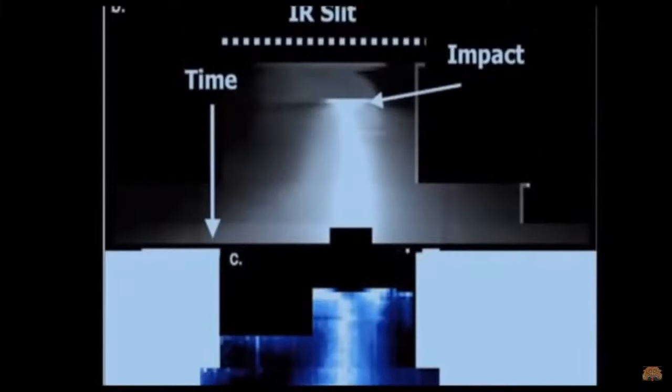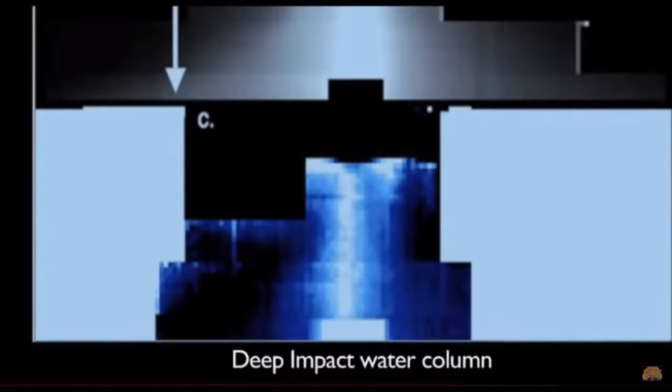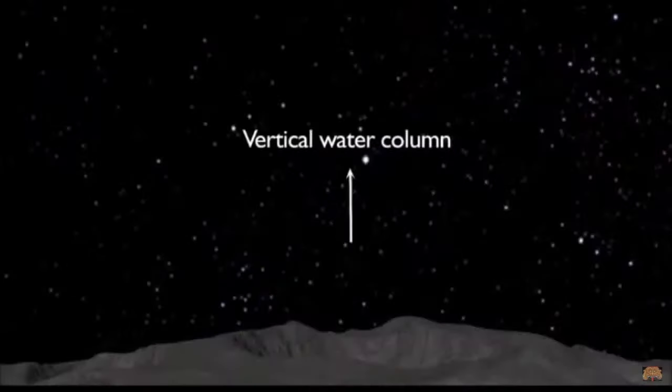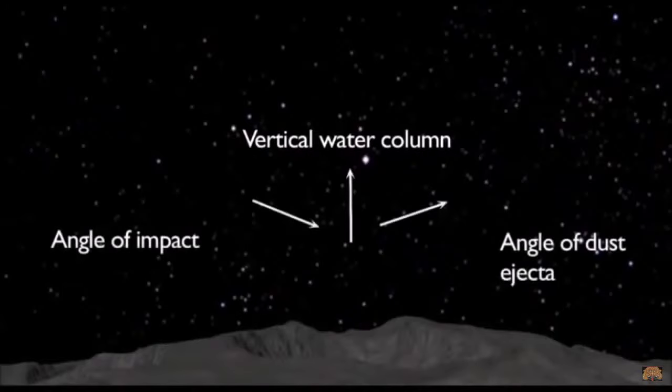The infrared readings of the ejecta occurred about 3 seconds after impact, as the cloud came into the view of the infrared camera. These readings show what NASA scientists describe as a narrow beam of water. This water column was easily distinguished from the rapidly moving dust cloud and was very close to vertical, directly over the impact site. That's a bizarre contrast to the trajectory of the dust cloud.